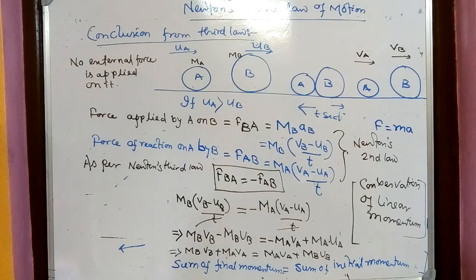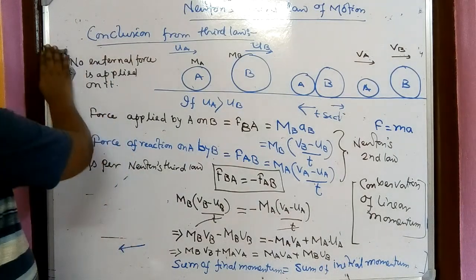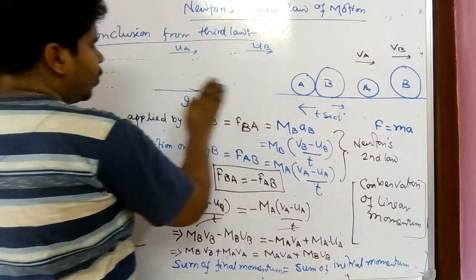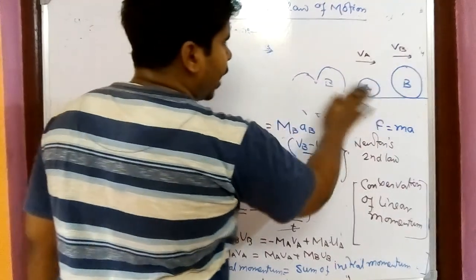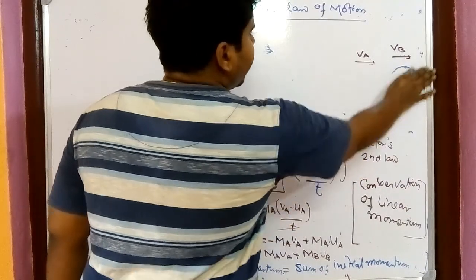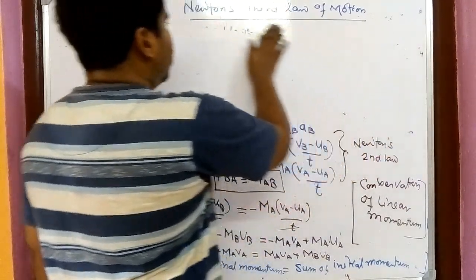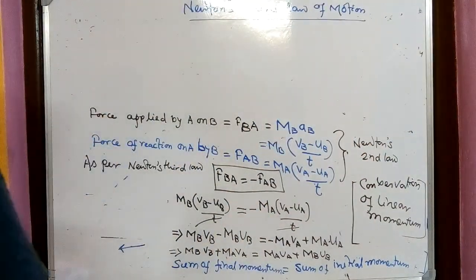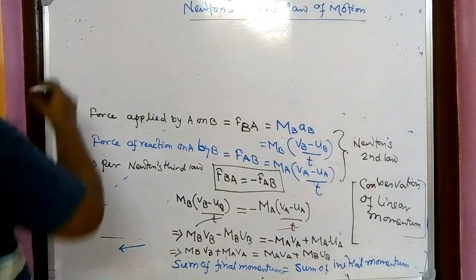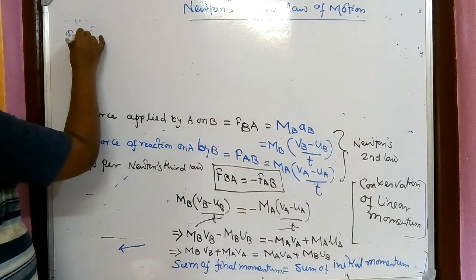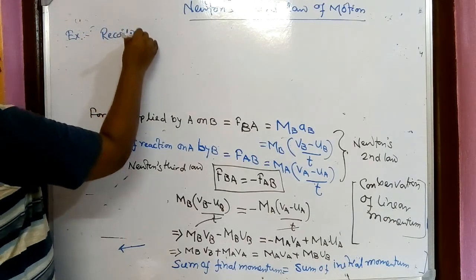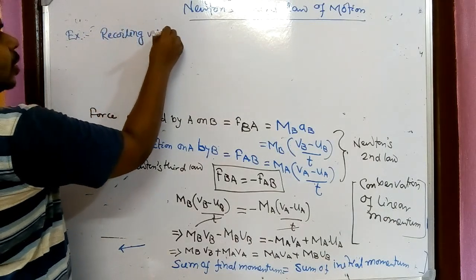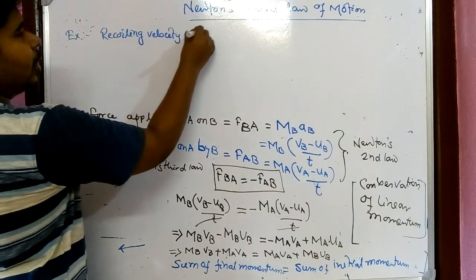If you are getting a little interest here, then I can show you what we can get from this conservation of momentum. So the first thing we will get, whatever we have told about action and reaction, by the concept of action and reaction, what extra thing we can get. One example I will give is the recoiling velocity of a gun.